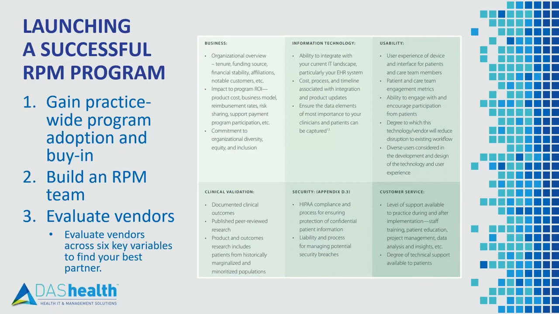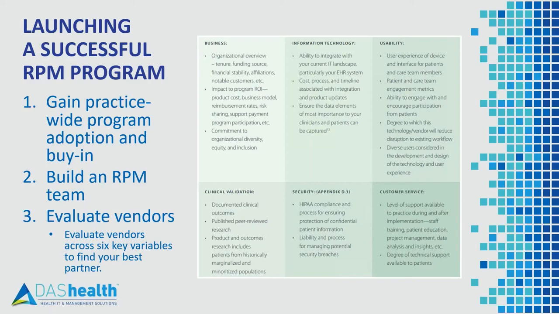This will involve some research, researching vendors from maybe other practices' recommendations. Maybe you're attending a healthcare conference and going to different booths, or maybe you even signed up for an informational webinar like this one. You never know. But you do want to try and evaluate web vendors across 6 key variables to find that best partner for you. And that's what we have on the screen.